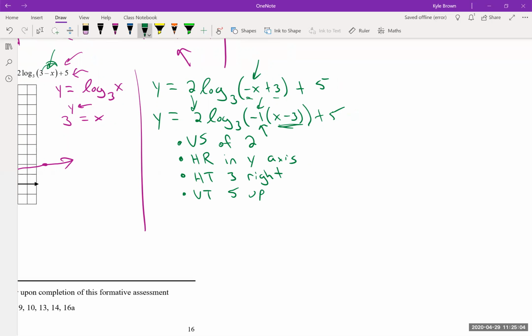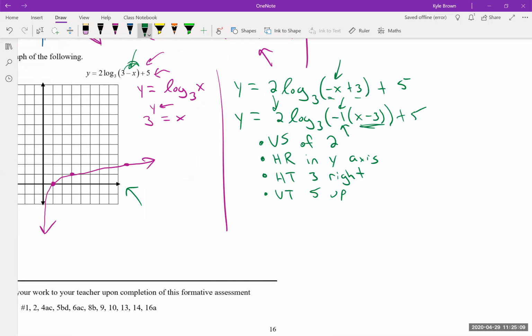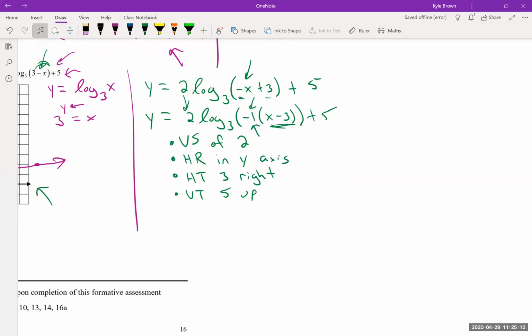Okay, so there's our pieces. Let's make a mapping rule out of this. So any point on this original function, I'm going to take all three of the points I graphed there and graph those on the new one, but I'm going to filter them through my mapping notation first. So any point x, y will be, okay, horizontal reflection in the y-axis, so that's going to be negative x, and then plus 3. That's what all my x values are going to do. And then my y values would have a vertical stretch of 2, so that'd be 2 times any of the y's, and then vertical translation of 5 up.